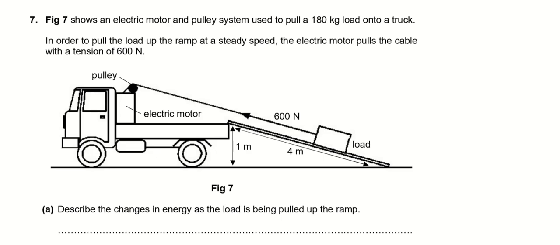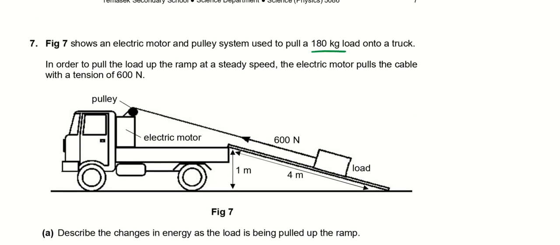Okay, let's go through the last question, question 7. Now, figure 7 shows an electric motor and a pulley system used to pull a 180 kg load. So this is again mass. Okay. So this mass of 180 kg is actually pulled onto a truck. In order to pull the load up the ramp at a steady speed, the electric motor pulls the cable with a tension of 600 Newton. So this 600 Newton is exerted on this load.